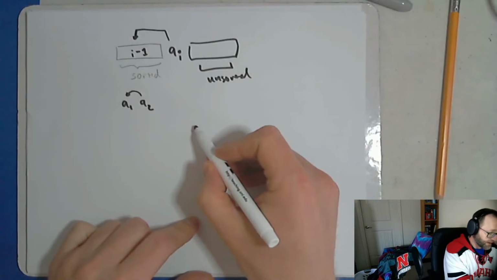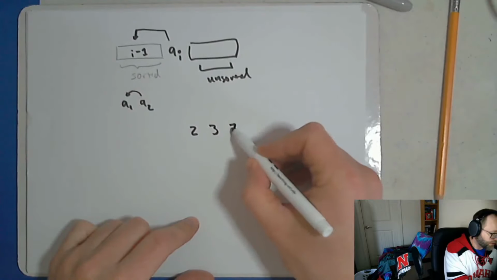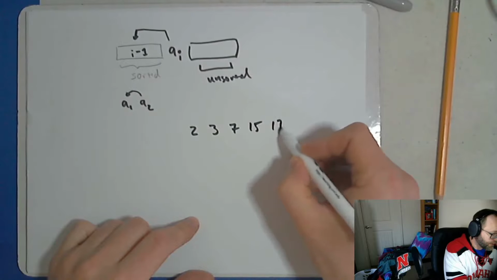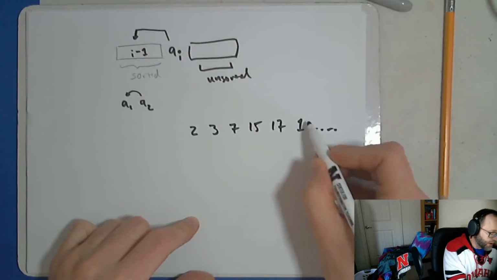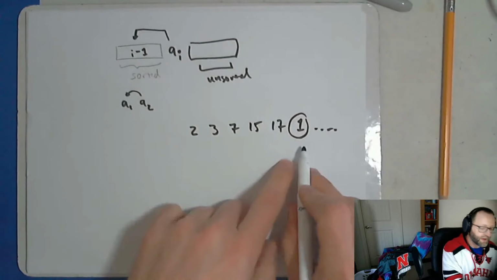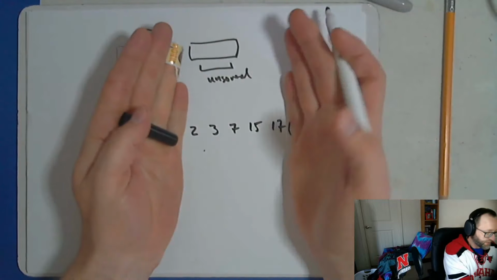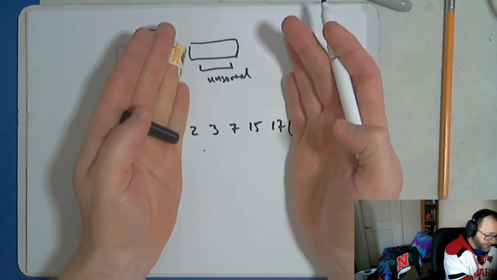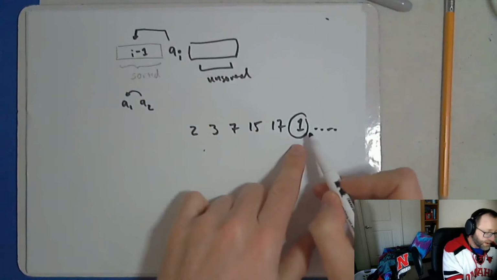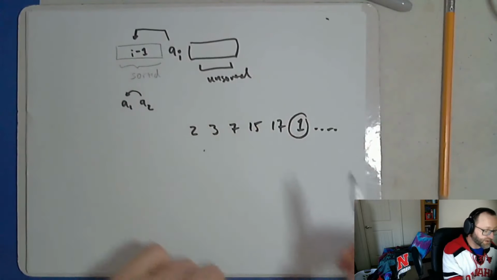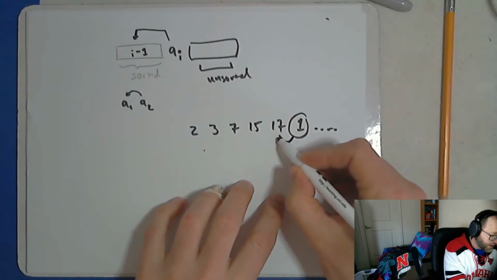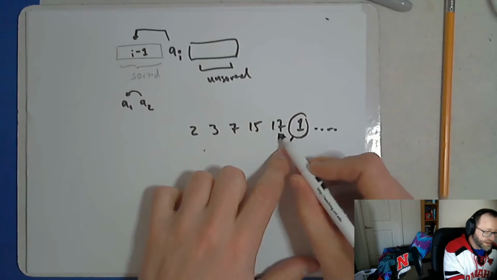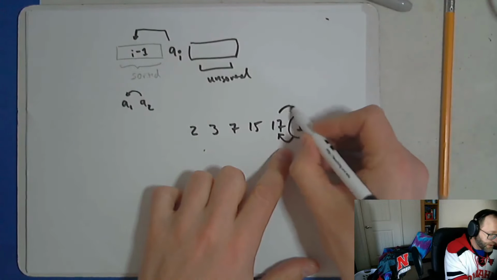Just to illustrate the idea, let me give you a random bunch of values. Let's say this is the element that we need to insert. Everything up until this point has been sorted: 2, 3, 7, 15, 17. 1 is out of order though, so we need to insert it where it belongs. To do that, we compare it with 17 and see that 1 is less than 17, so obviously we need to swap these.